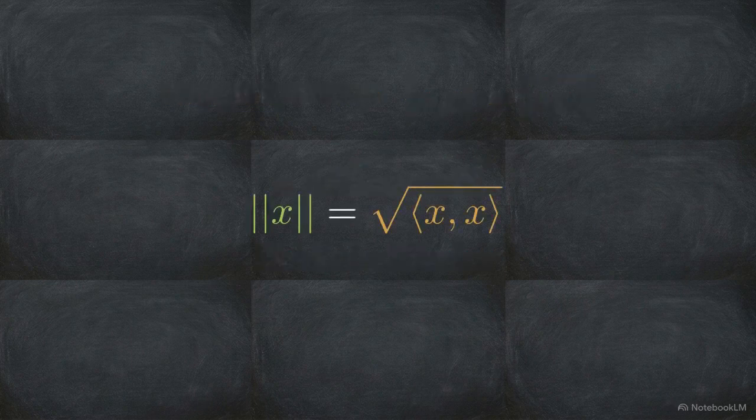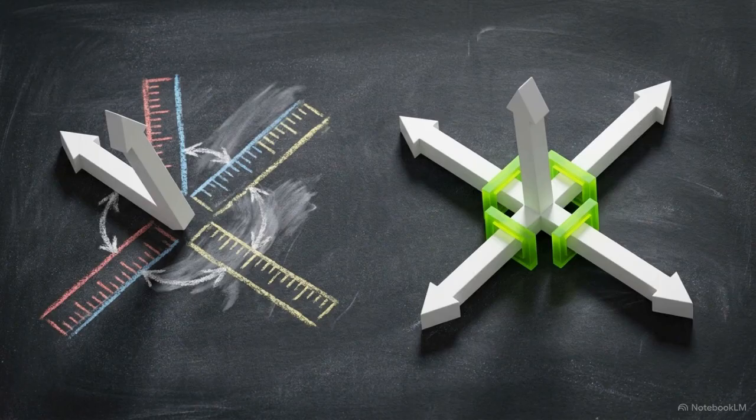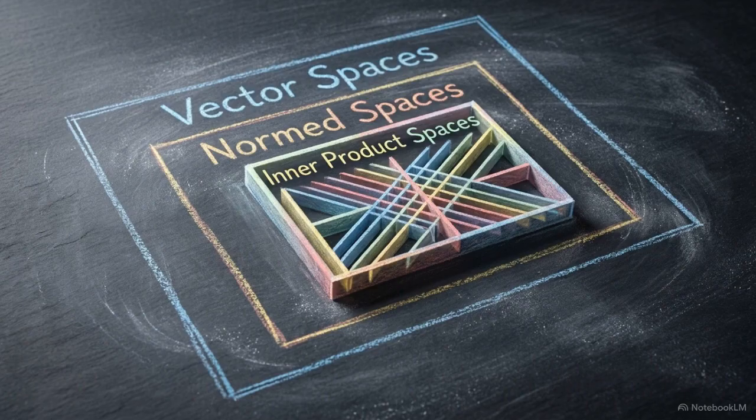Because the inner product of a vector with itself is guaranteed to be a real positive value, we can take its square root. This formula defines the norm, or the exact length, of the vector. While every inner product automatically generates a norm, the inverse is not always true. This requirement makes inner product spaces a stricter, more geometrically consistent category of vector spaces.